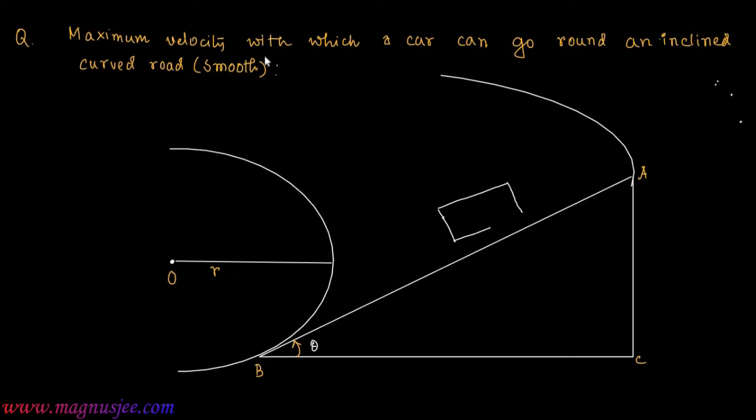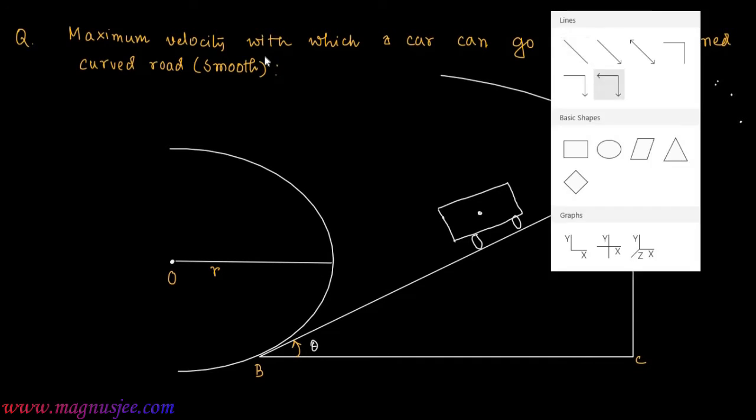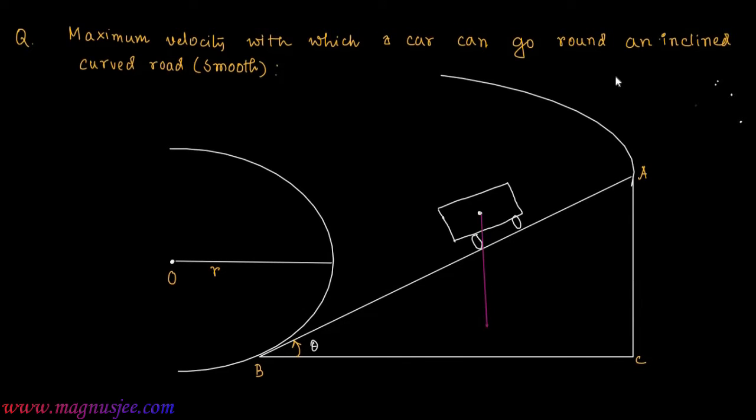And this is a vehicle or a car on the inclined curved road. We can denote the weight of the car. mg is the weight of the car which is acting vertically downwards. Now we can resolve the weight mg of the car into two rectangular components, and this angle is theta, the angle of inclination, and this rectangular component is mg cos theta, which is perpendicular to the inclined curved road.